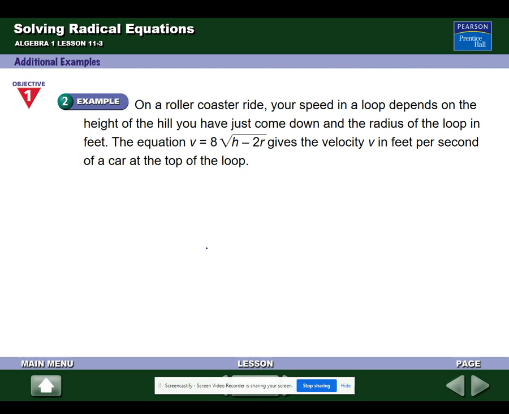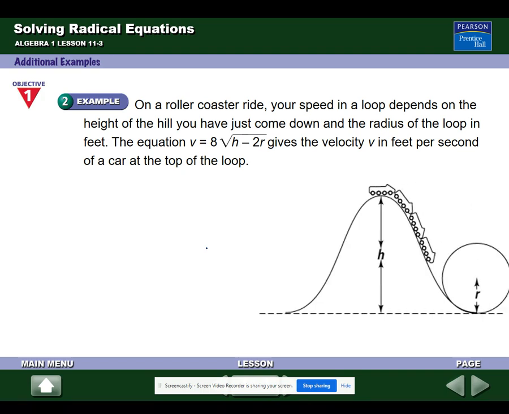Here's a fun one. On a roller coaster ride, your speed in a loop depends on the height of the hill you have just come down and the radius of the loop in feet. I'm glad that there are engineers that figure this kind of thing out before they send you out on a roller coaster. I'm glad that the hill's high enough to get me through the loop. Amen. The equation v equals 8 times the square root of h minus 2r gives the velocity v in feet per second of a car at the top of the loop. 8 root h minus 2r.